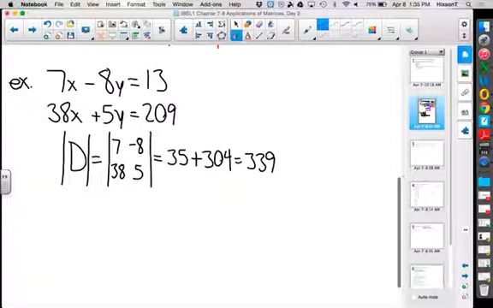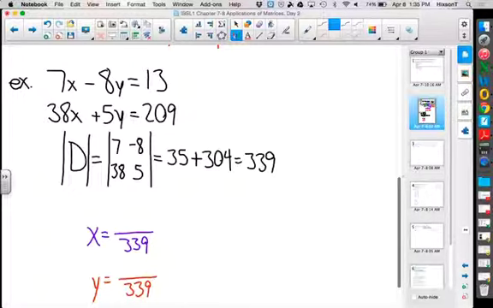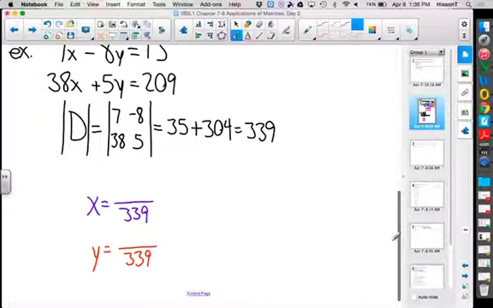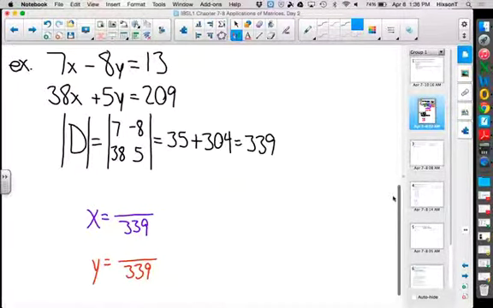Okay? So here's the deal. We already know x is going to equal something over 339, and y is going to equal something over 339. So we just need to find the determinant of D sub x and the determinant of D sub y. So take a couple minutes and try to find those.